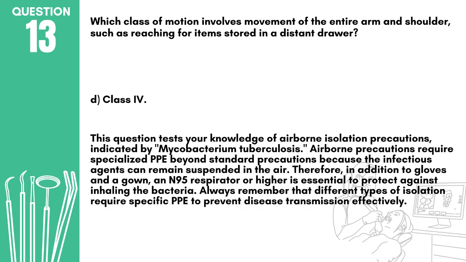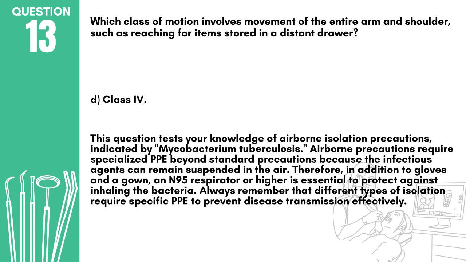Answer: D. Class 4. This question tests your detailed understanding of motion economy and ergonomics in the dental operatory. The keyword movement of the entire arm and shoulder and reaching for items stored in a distant drawer describe Class 4 motion. Class 4 motions are considered less efficient and more fatiguing than Class 1, 2, or 3 motions because they involve larger movements of the torso and limbs. The goal in four-handed dentistry is to minimize these types of motions to reduce operator and assistant fatigue.